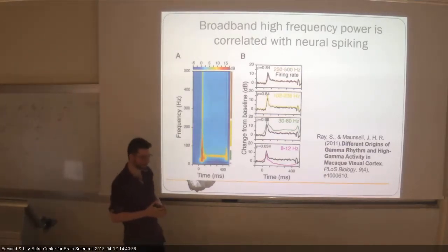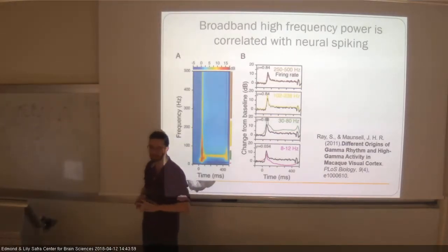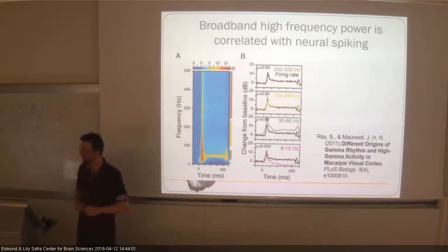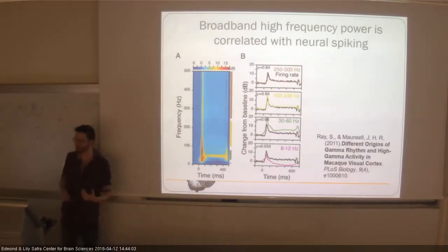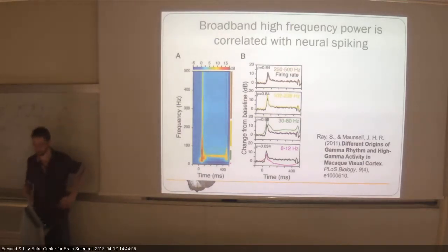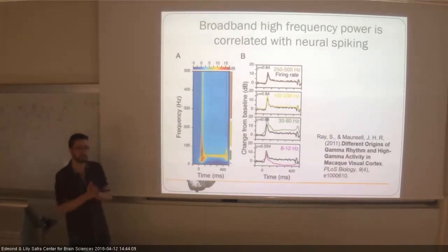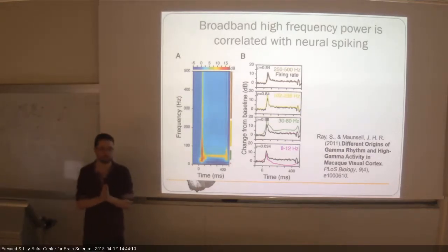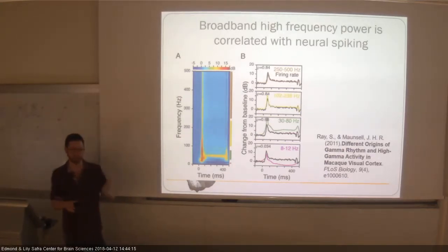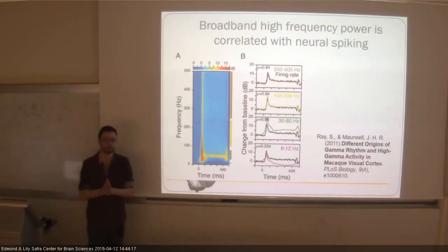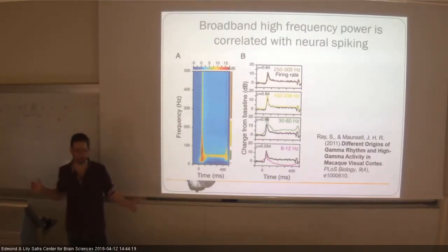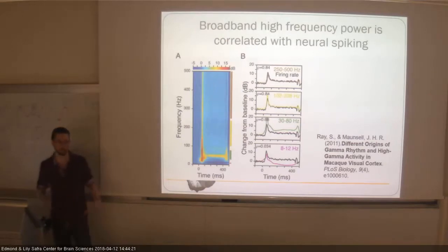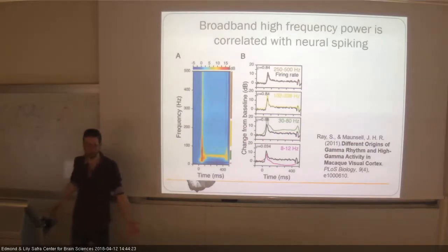But another very important phenomenon, maybe even more important, associated with the gamma band, doesn't have anything to do with oscillations. It has to do with broadband power. So if oscillations represent an increase in a very specific frequency, around 70 hertz in this case, broadband power is an overall increase in a wide range of frequencies, so maybe between 50 and 300 or whatever.